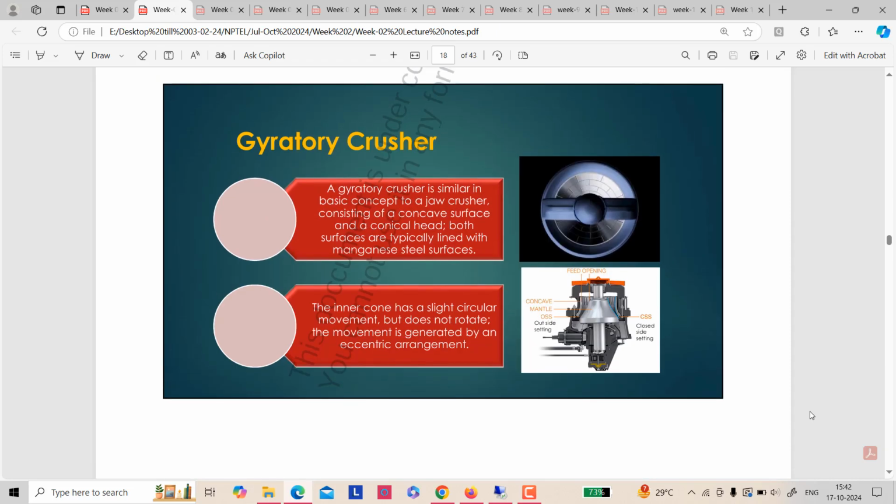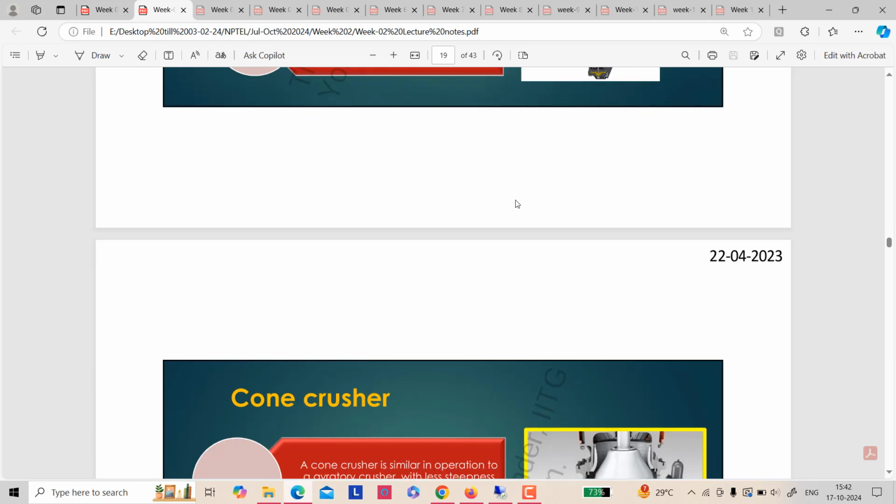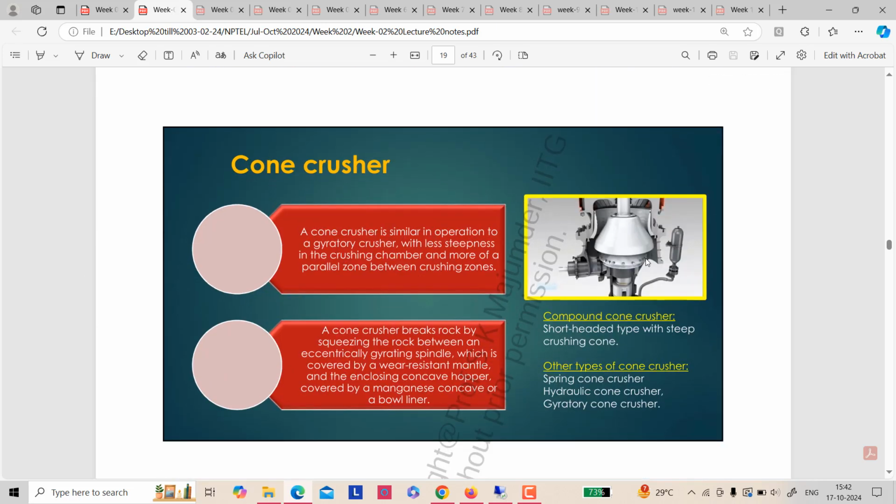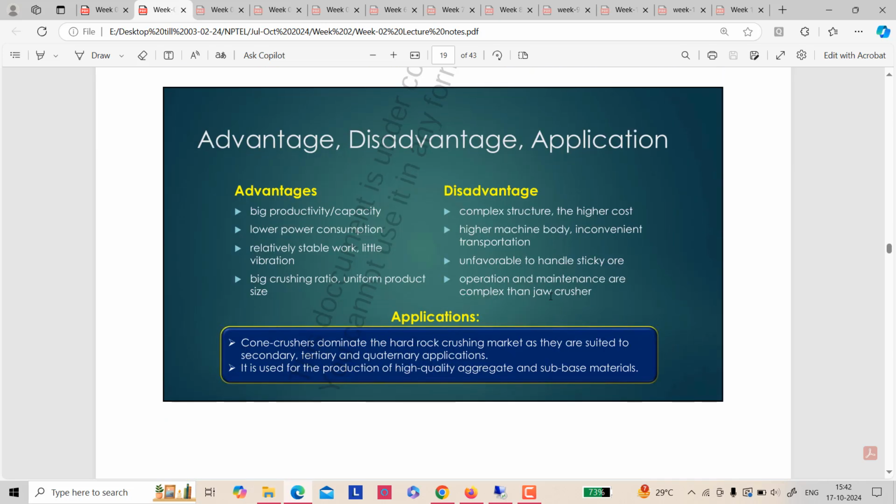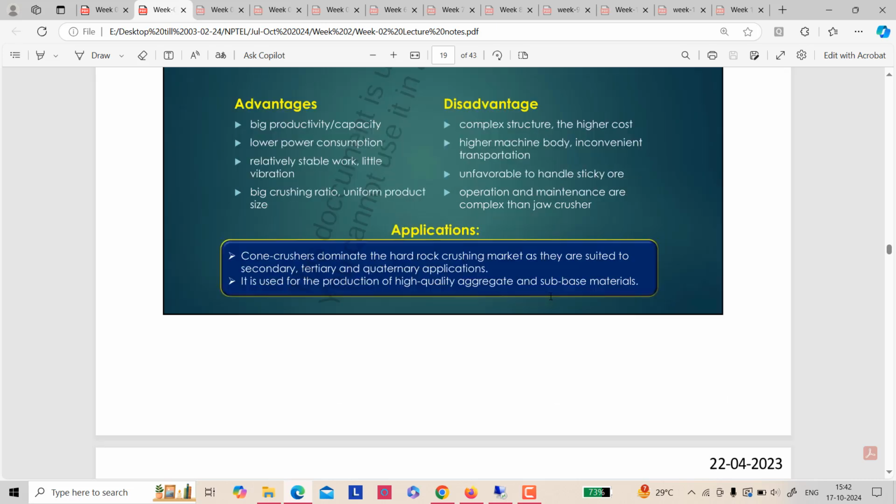Next is the gyratory crusher. The gyratory crusher is similar in basic concept to a jaw crusher, consisting of a concave surface and a conical head. Both surfaces are typically lined with manganese steel. Last one is the cone crusher. It is a cone-shaped crusher, similar in operation to the gyratory crusher, with less steepness in the crushing chamber and more of a parallel zone between crushing zones. So all of them have advantages and disadvantages.